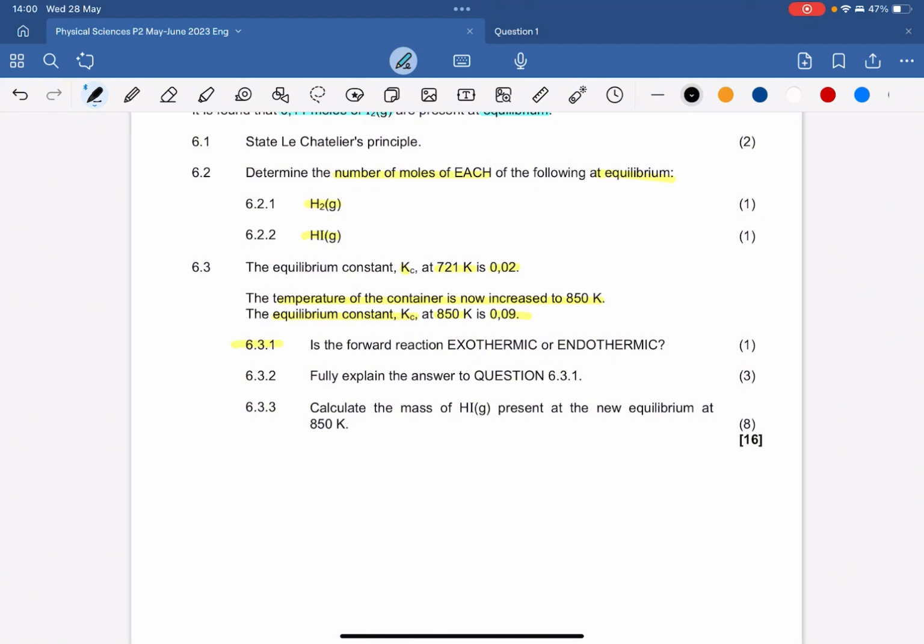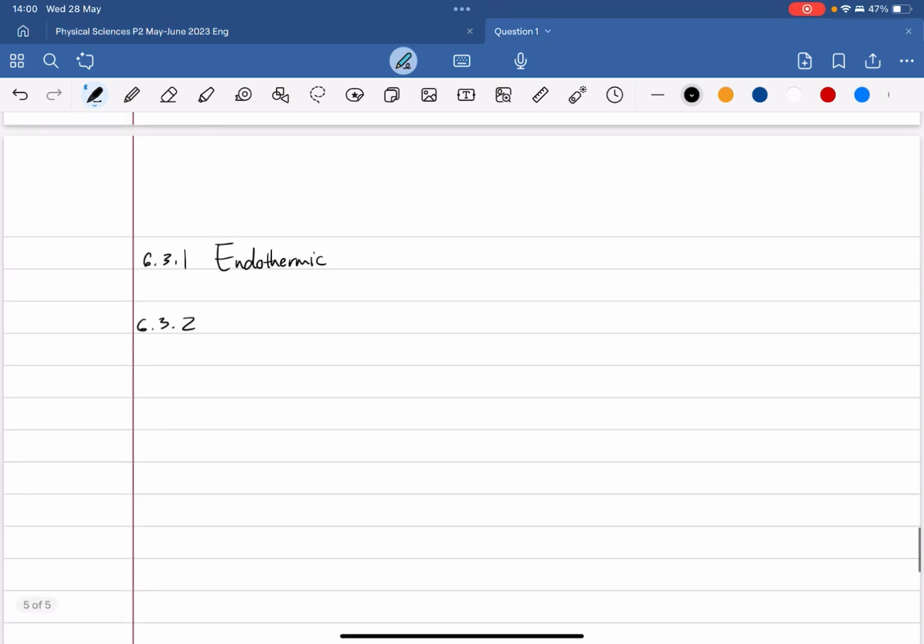6.3.2 then asks us to fully explain the answer to 6.3.1. So how do we fully explain? So firstly, we say that when temperature is increased, the endothermic reaction is favored. That's our first point.